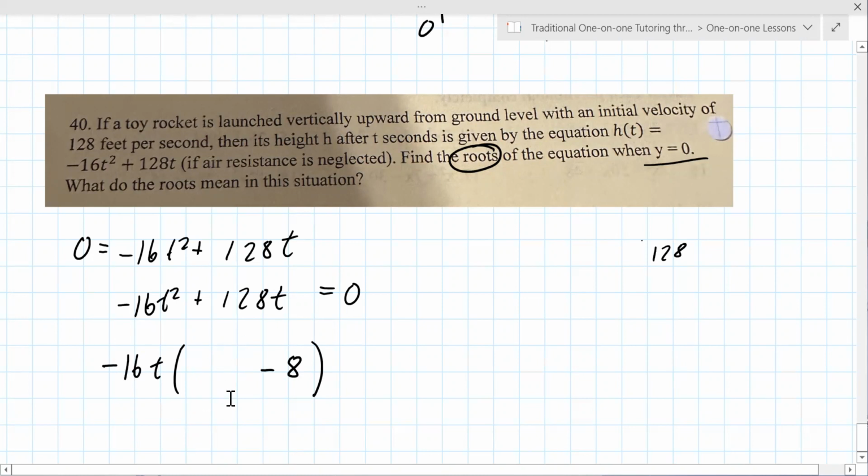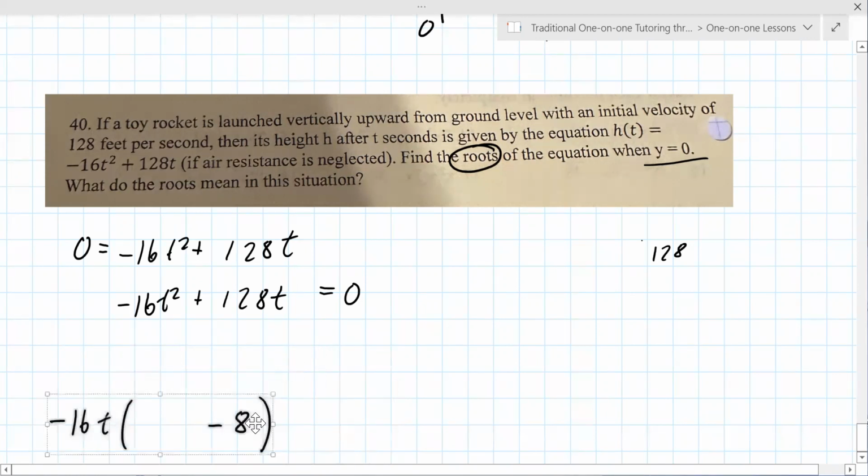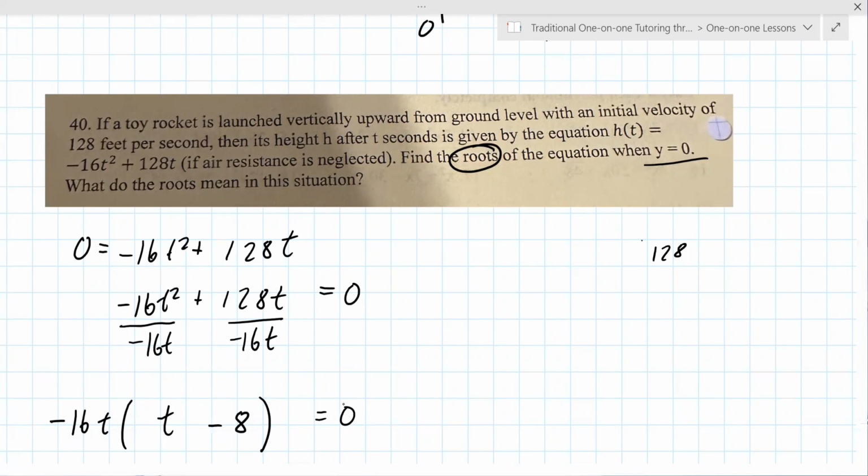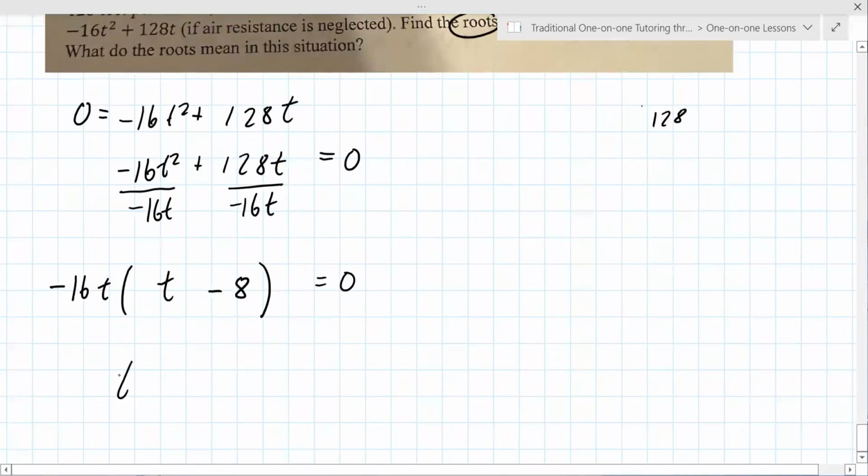What goes in here? t. You seem a little uncertain. Another way to do it is you can divide each of these by the GCF. I was just making sure I put my t squared on the -16 and not the 128t. Yeah, it could be vice versa. So what are the two solutions to this? 0 and 8. Okay, so again, graphically, we'll assume that's 8, even though it's not to scale.